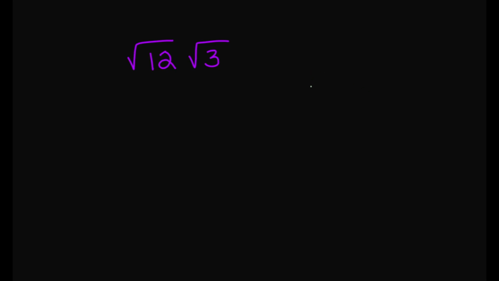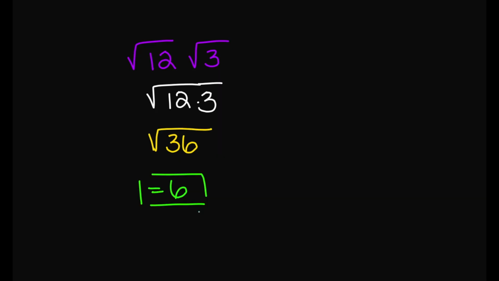First, we are going to combine our 12 times 3. 12 times 3, this is going to equal 36. So now we have the square root of 36. And the square root of 36, this is going to equal 6. So your final answer here is 6.